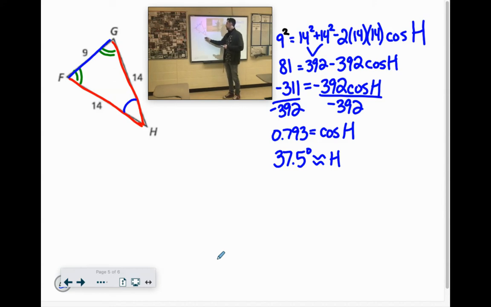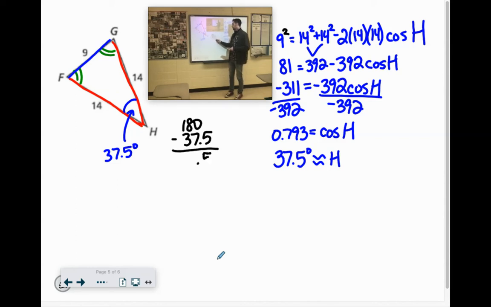This angle, bottom right, is 37.5 degrees. So if we're figuring out the other two, we could do 180 minus the 37.5, 142.5. I'm just going to check that really quick.